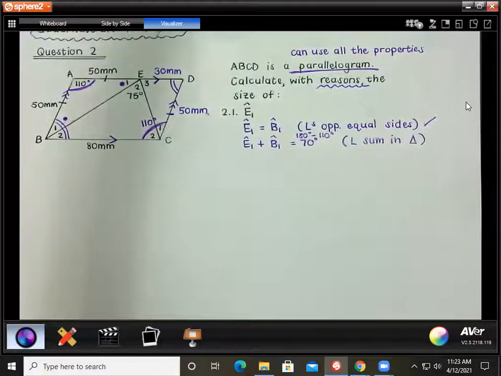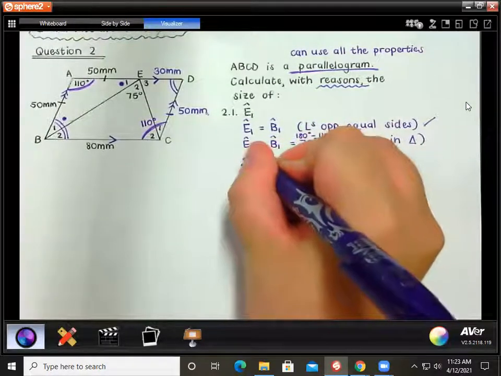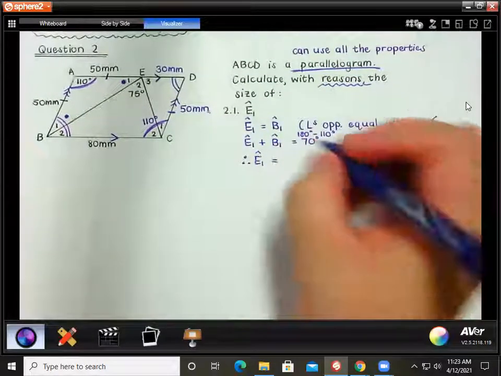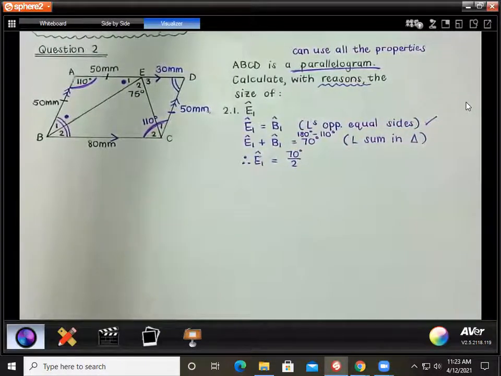Now guys, if I know that E1 and B1 together must be 70, but I also know that they're equal, what must they be? Divided by 2, hey? Does that make sense? If I know that E1 and B1 are equal to each other and they must add up to 70, I can just say 70 divided by 2 to get that. Okay, so let's write that. Therefore, E1 is equal to 70 over 2, or you can write divided by 2 if you want.